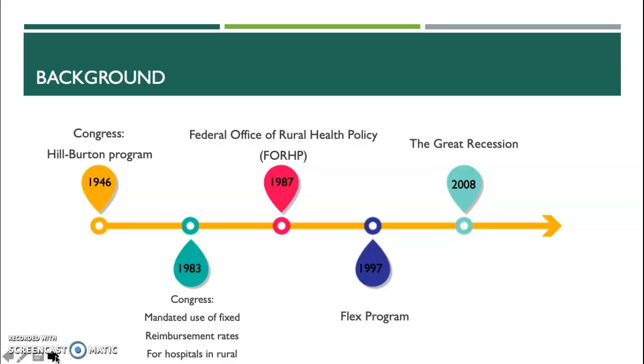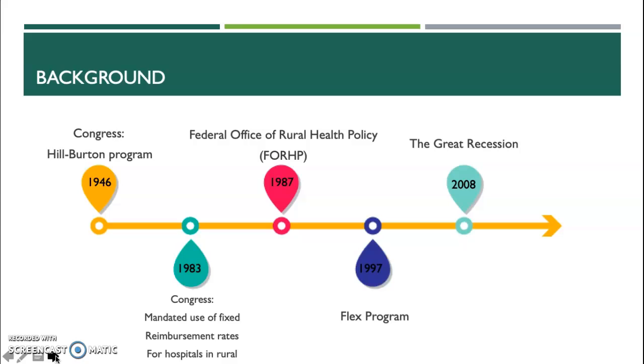So about the background of the closure of rural hospitals. In 1946, Congress authorized the Hill-Burton Program, which provided federal funding for construction of public and nonprofit hospitals in rural communities. The program led to a significant increase in the number of rural hospitals in the country, particularly in the South. And then in 1983, responding to significant increases in Medicare hospital spending, Congress mandated use of fixed reimbursement rates for hospitals.